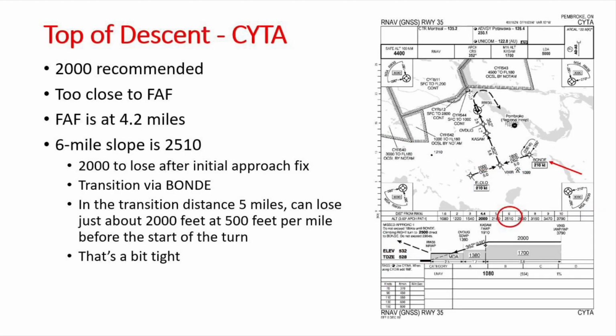First, let's look at the top of descent we'll use. The recommended top of descent, or TOD, is 2,000, but we're going to pick our own. Using my 2 miles to the FAF rule, we need at least the slope at 6 miles, which is 2,510 feet, call it 2,500. That would give us 2,000 feet to be lost in the initial descent. If we transition via Bonde, which would cross at 4,500, we'd have about 4 miles before we start the turn to final. So even at a steep 500 feet per mile, we'd just make it.